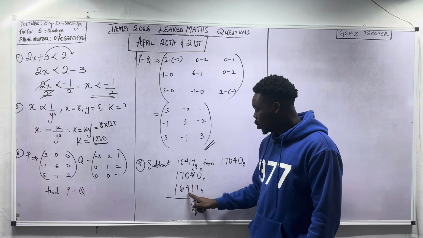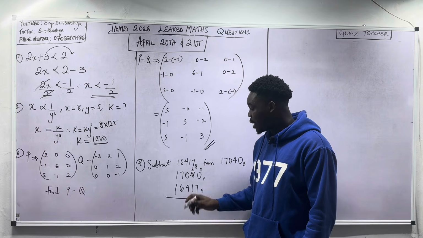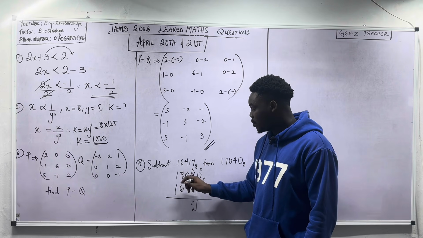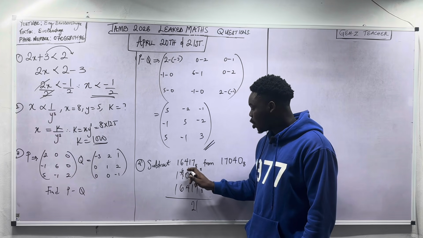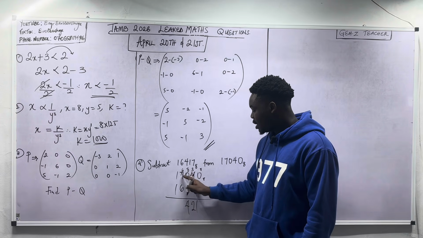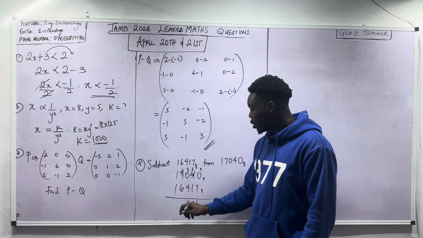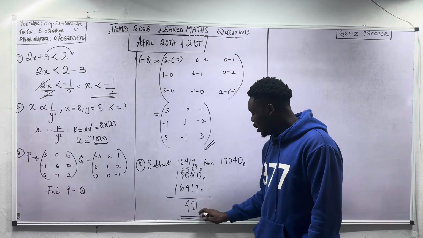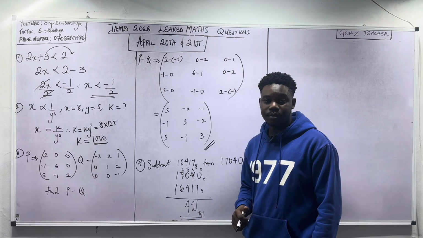Now, 0 cannot subtract 4 again. We're going to borrow 1 from the next number, which is 7. So it becomes 6, and the 1 borrowed becomes 8. So what's 8 minus 4? That gives you 4. 6 minus 6 is 0. 1 minus 1 is 0. So we have 4, 2, 1 in base 8 as the final answer.